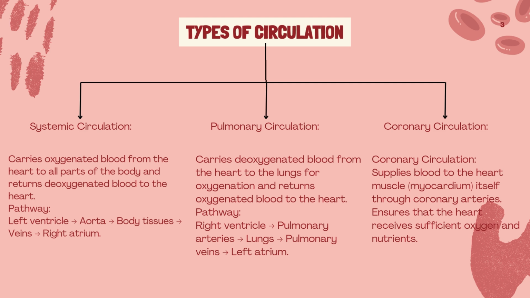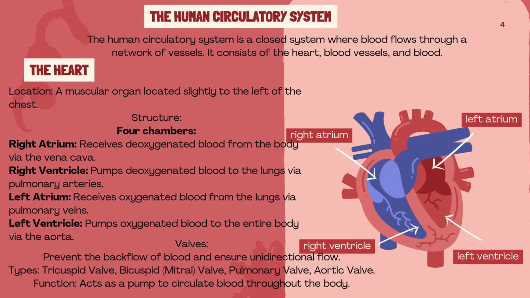Coronary circulation supplies blood to the heart muscle, the myocardium, itself through coronary arteries. It ensures that the heart receives sufficient oxygen and nutrients. Now let's discuss the human circulatory system.